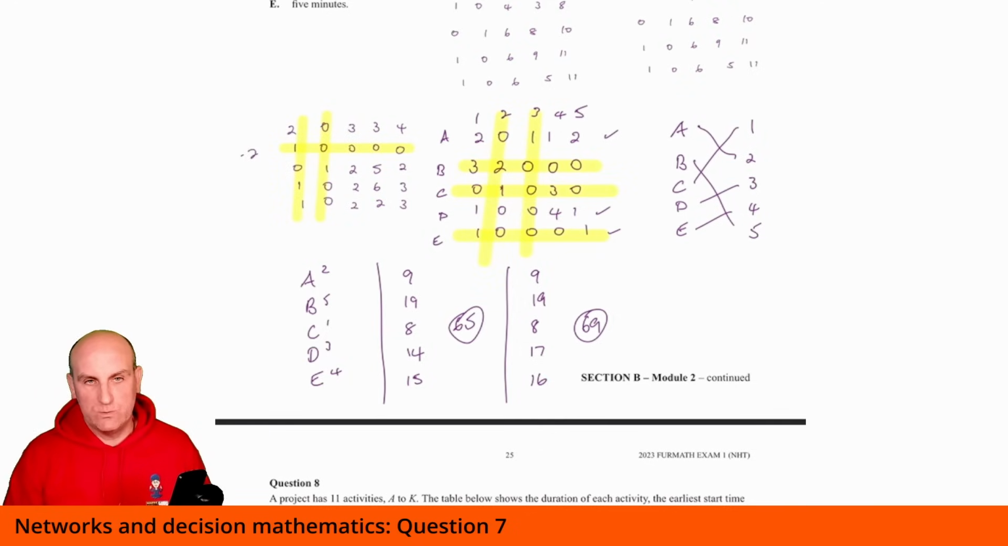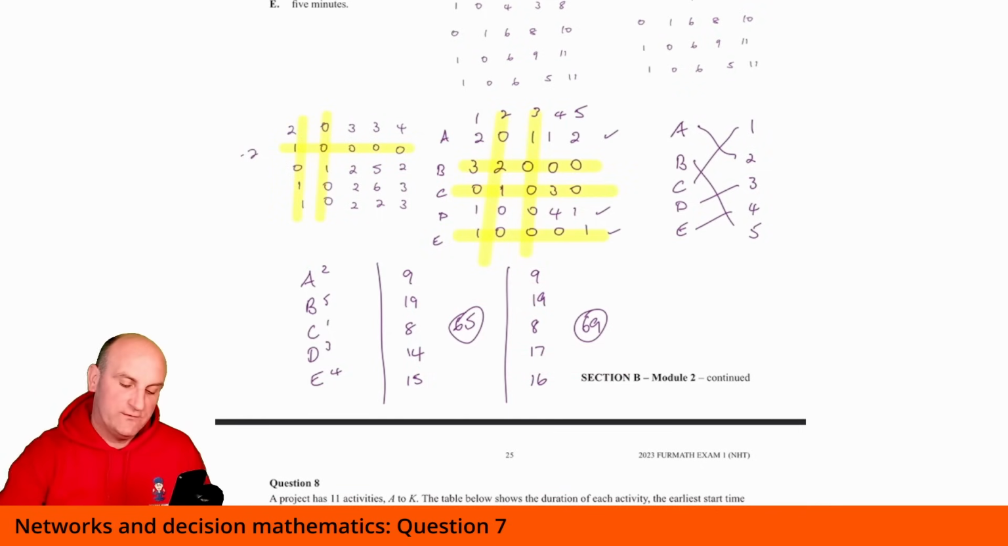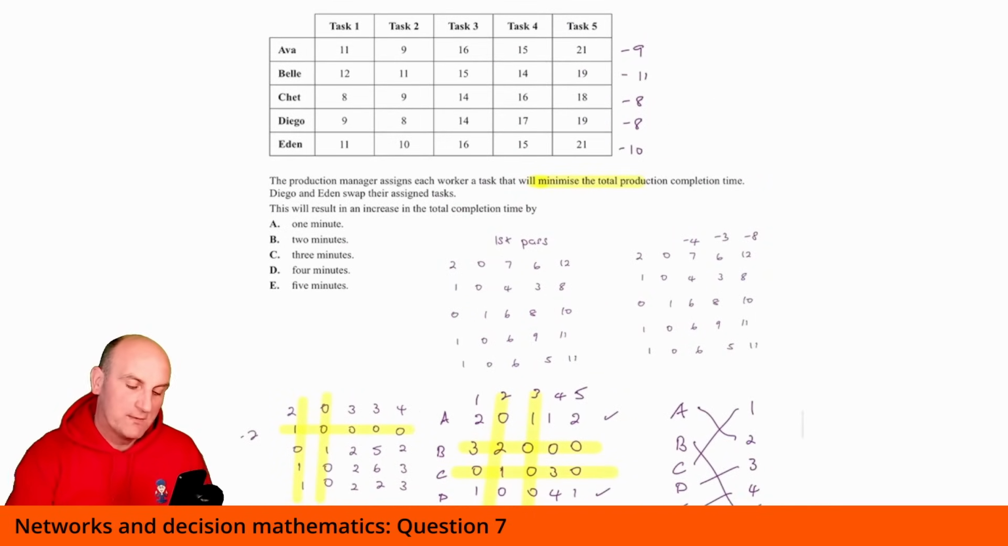But D and E swapped. So the first 3 numbers you'll notice didn't change because A and B didn't change. But the trick again was to say, well, now that D was doing task 4, I had to look up and say, how long would it take D to do task 4? E would have done task 3. How long did it take? Add all those values together, and I can see that the difference between 65 and 69 is 4 minutes.